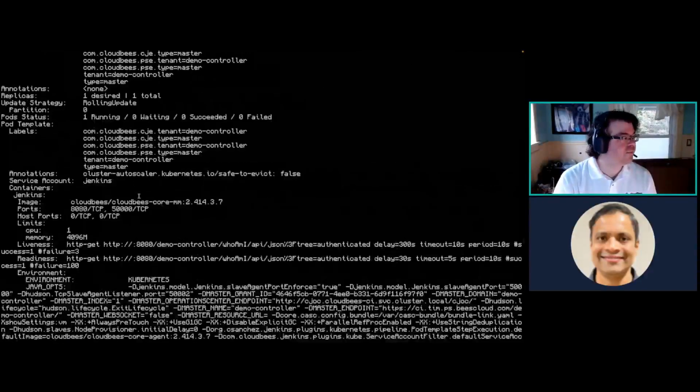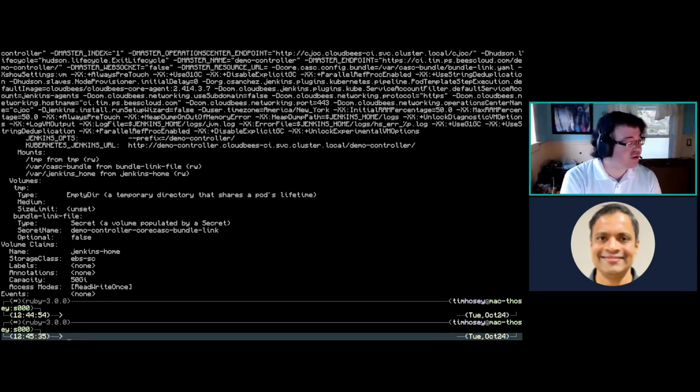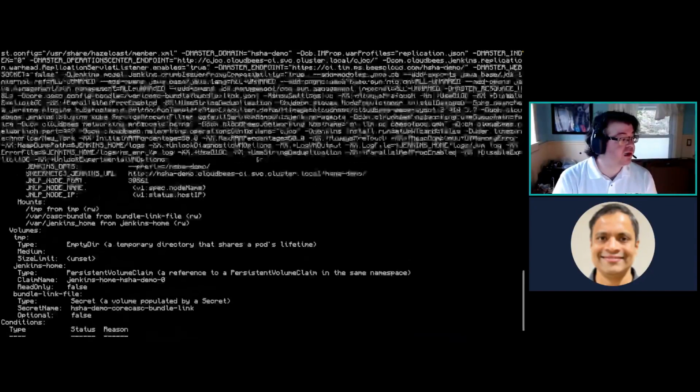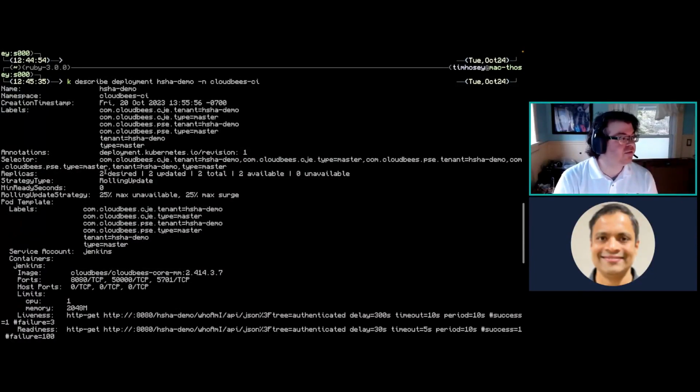with no separate duplicates, right? So replicas: one desired, one total. That's just the way that we handle our stateful sets. Now, as I mentioned, we use deployments for our HA/HS setups. So let's take a look at our deployment for HA/HS demo, and you'll see the differences here, where it's very similar in a lot of ways. However, when you take a look, you'll see that for replicas we have 2 desired, 2 updated, 2 total, 2 available, and 0 unavailable. And the strategy type is rolling update.